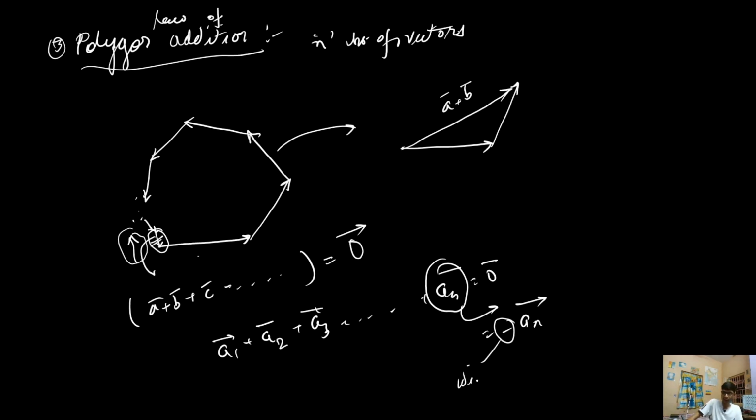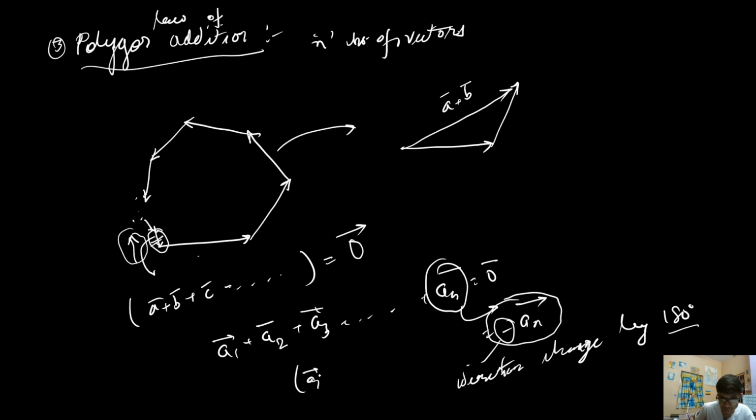The direction changes by 180 degrees. So if I multiply a vector with a negative quantity, that simply implies the direction gets changed by 180 degrees. In this case, if I change the direction of the an vector by 180 degrees and represent it, then the negation of the an vector will represent the summation of the n minus 1 vectors.